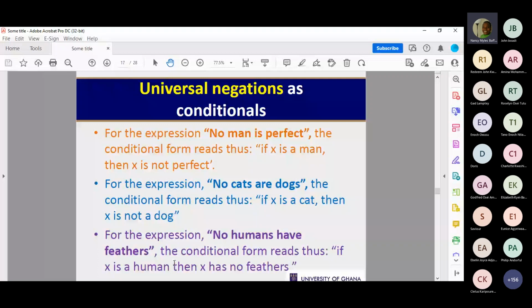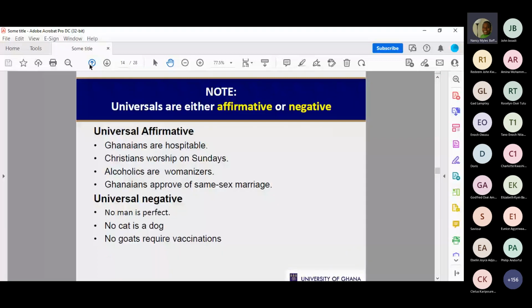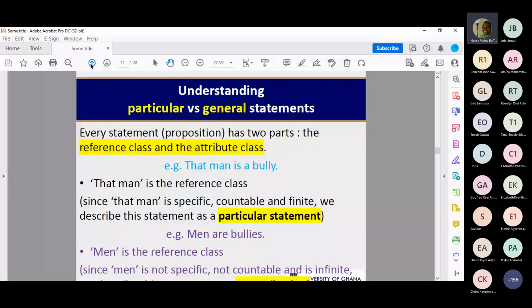What have we done so far? We've learned conditionals, whether derived from universal negations or universal affirmatives. You know how to find antecedent and consequent. Now, look at our deductive argument up there and why we call it affirming the antecedent.